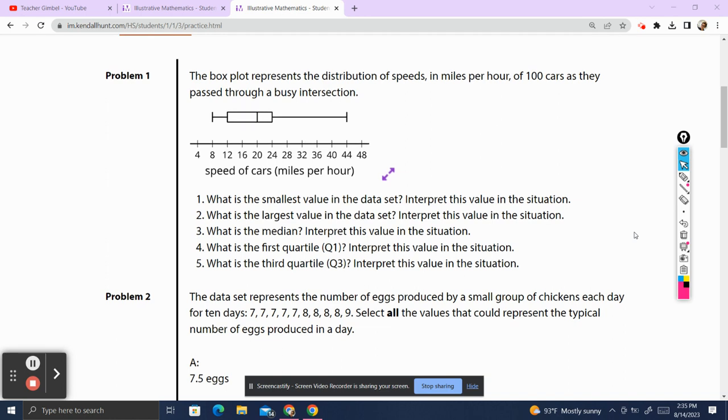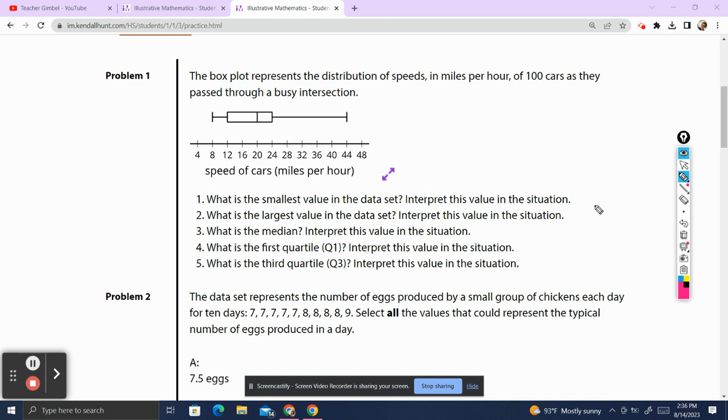The box plot represents the distribution of speeds in miles per hour of 100 cars as they pass through a busy intersection. So the first thing I do with a question like this is I situate myself with the graphic that I'm given. So we've got a box plot here, we've got some numbers on the bottom, those represent the speeds of the cars in miles per hour. And if I'm familiar with a box plot, I know that this will be my lowest value. So the slowest car is going 8 miles per hour, and this is my highest value. So the fastest car is going 44 miles per hour.